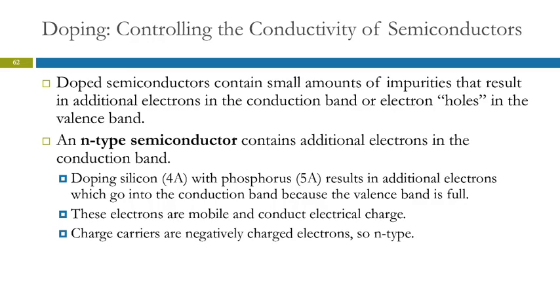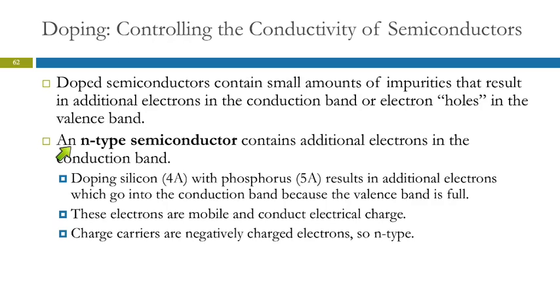We can control the conductivity of semiconductors by what's called doping. This has nothing to do with drugs. Doped semiconductors have small amounts of impurities. So the impurities can cause there to be extra electrons. The valence band is full. Those extra electrons have to be in the conduction band, and they're always in the conduction band, so that increases conductivity. Or we can be electron deficient, and that causes electron holes in the valence band.